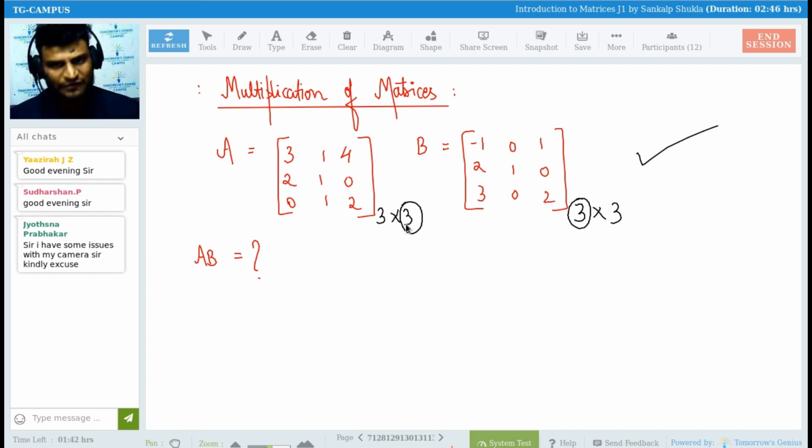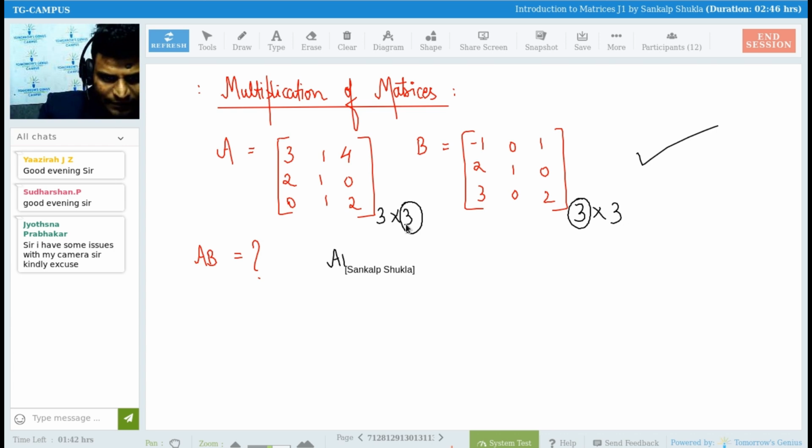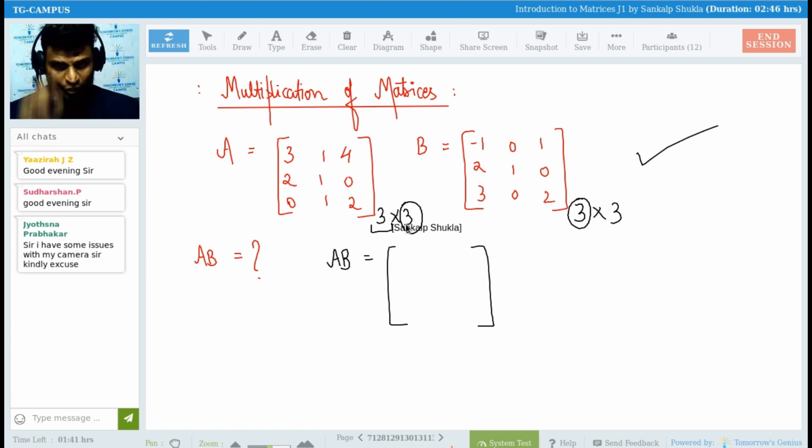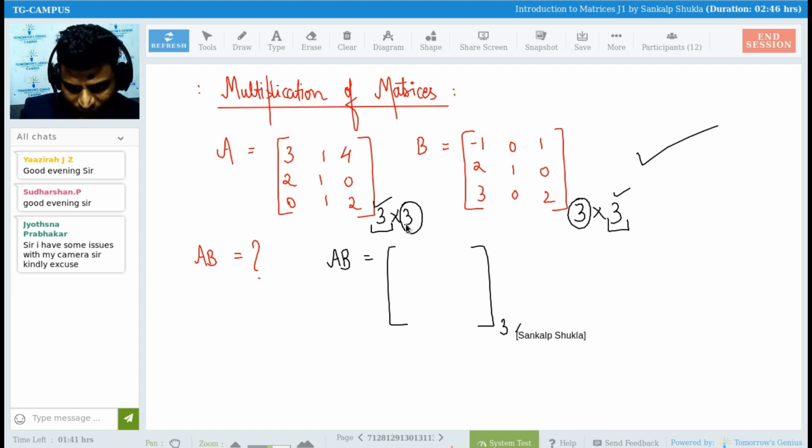The second thing is, if it is possible, then what will be the order of the product matrix? Suppose AB is my new matrix now. So I should know the order of that matrix before multiplication. The order of that matrix will be the number of rows in the first matrix multiplied by the number of columns in the second matrix. So that is again 3 cross 3. So this will become 3 cross 3. Okay.